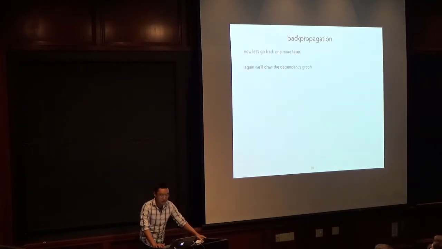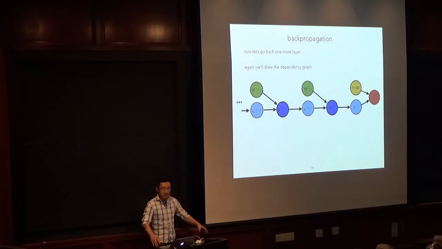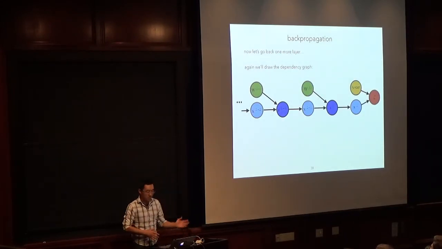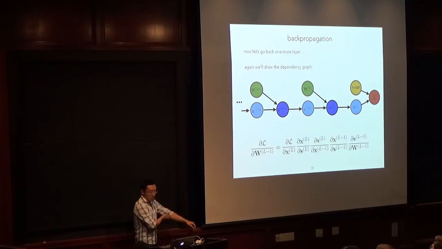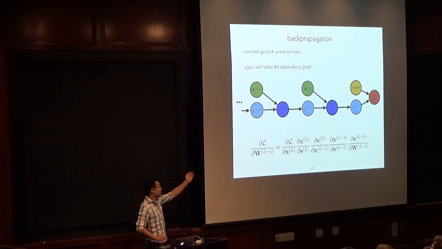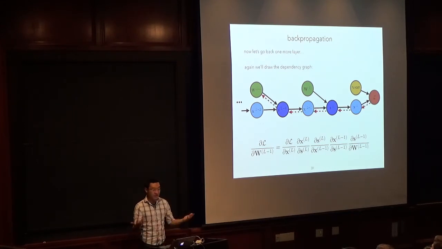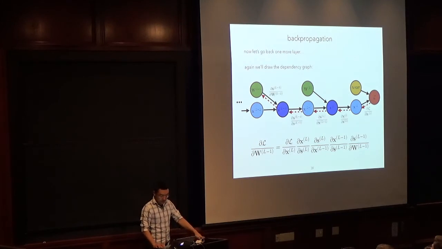Okay, so now let's go back one more layer. So we'll draw the dependency graph again. We're going to go back one more layer, to the penultimate layer, and we'll also include the last layer. And now we want to compute the gradient with respect to the second to last layer, the penultimate layer. And by chain rule, we know that it looks like this. We can also draw the dependency graph that looks like this. And those are all the terms that get multiplied together.